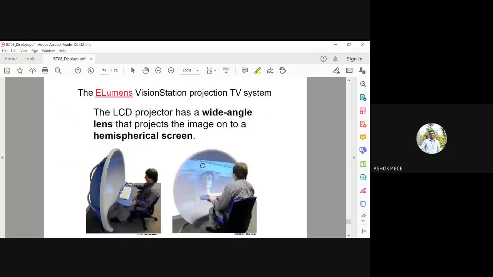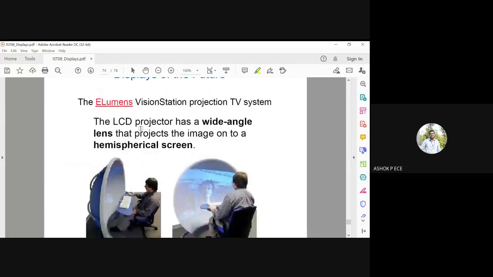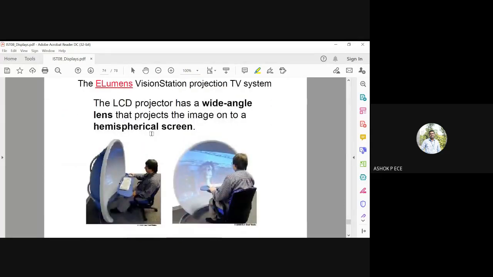So, display technologies for the future. Lumen's Vision Station projection TV system. The LCD projector uses a wide angle lens that projects the image onto a hemispherical screen. So you sit before a hemispherical screen, and the LCD projector projects the image onto it.